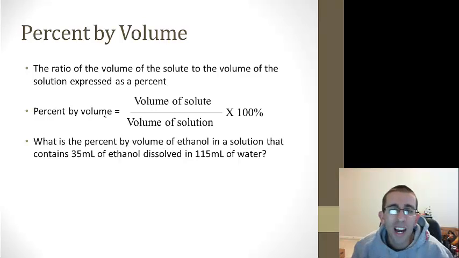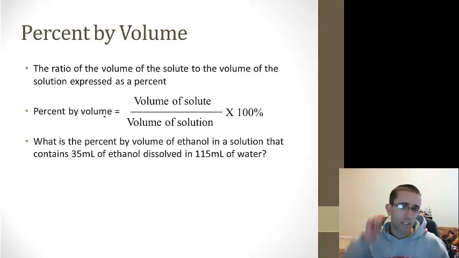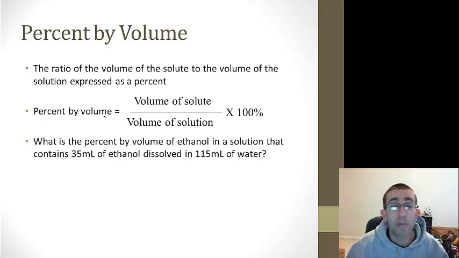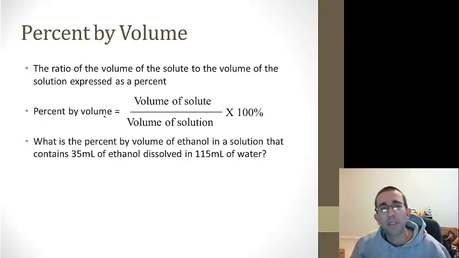Another way to calculate concentration is something called percent by volume. This is actually used out there. If you've ever looked at rubbing alcohol, it will have like 97% on it. And what that's telling you is 97% of that liquid is alcohol and 3% is water. Hydrogen peroxide says 3% hydrogen peroxide, so 3% is hydrogen peroxide and 97% is water.